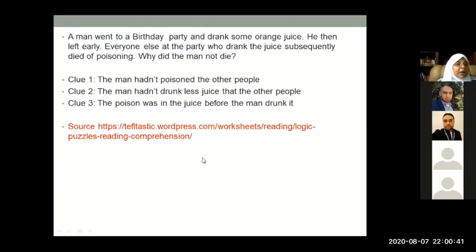Okay, so a man went to a birthday party and drank some orange juice. He then left early. Everyone else at the party who drank the juice subsequently died of poisoning. Why did the man not die? Here are some clues. The man hadn't poisoned the other people. The man hadn't drunk less juice than the other people. The poison was in the juice before the man drank it.